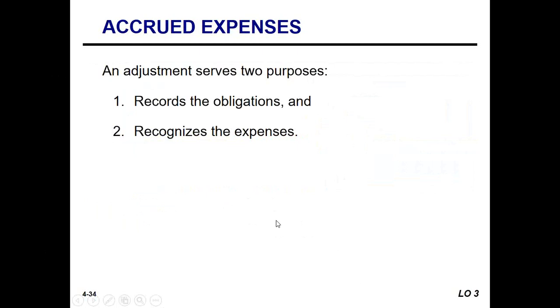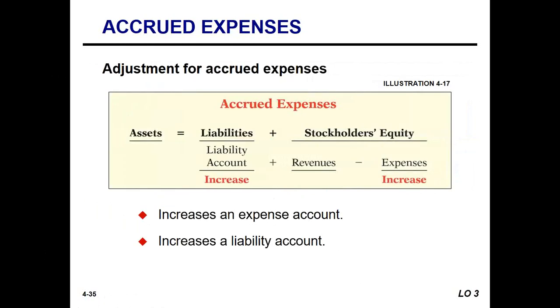We're going to record the obligation, record the liability, and we'll also at the same time recognize the expense. This follows the principles that we learned. We're recognizing the expense in the month in which it was incurred. We'll increase an expense account and increase a liability account when we're accruing expenses.